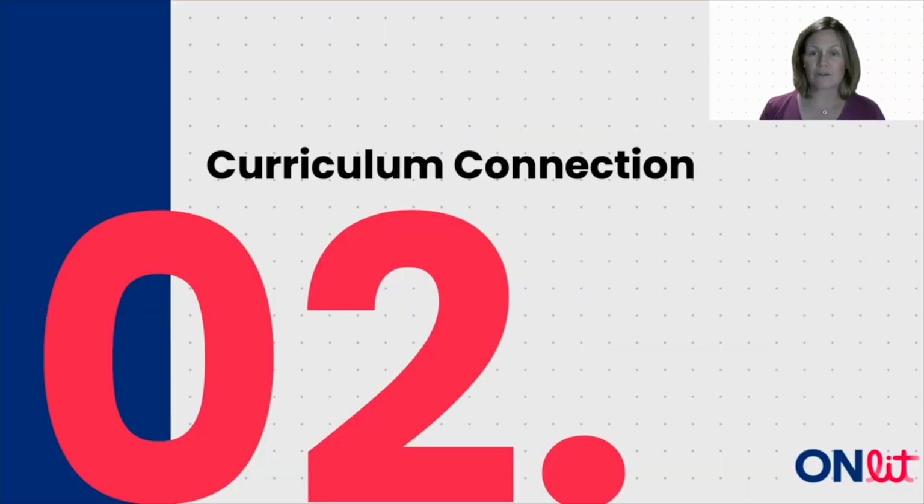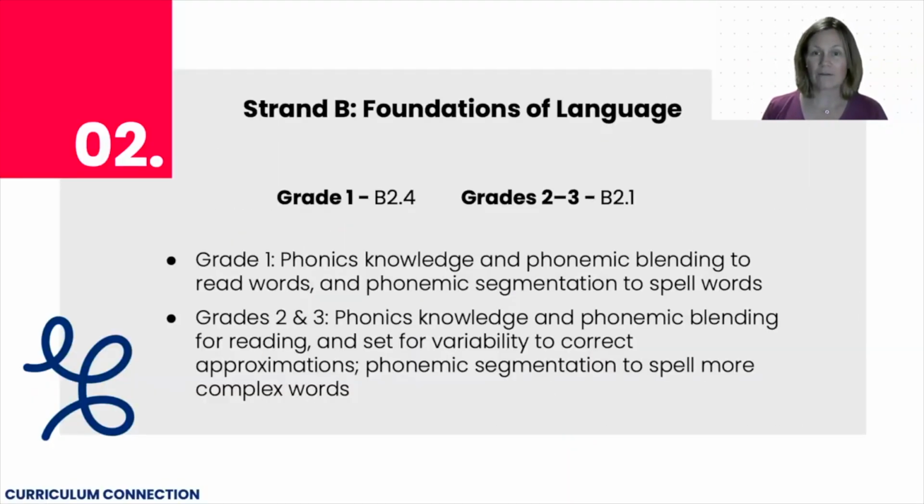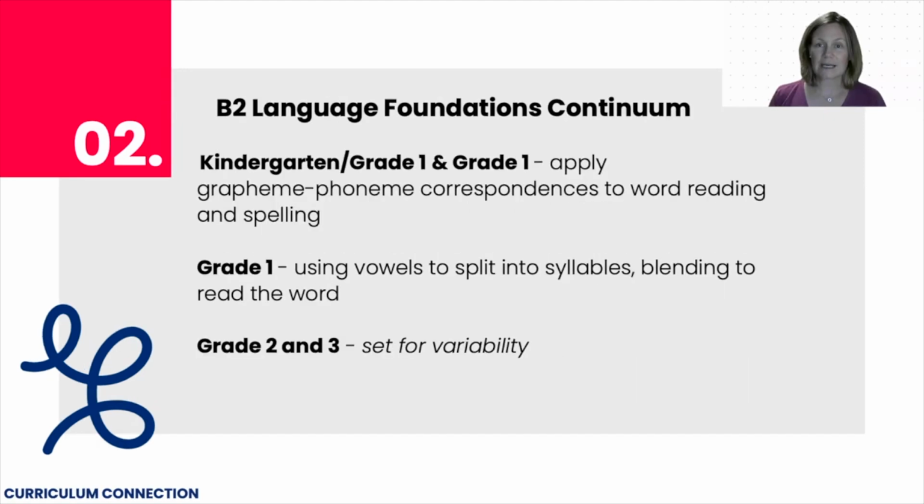Now we'll focus on where phonics for reading and spelling is found in the language curriculum. Phonics for reading and spelling can be found in Strand B, Foundations of Language. In grade 1, students use phonics knowledge and phonemic blending to read words, and phonemic segmentation to spell phonetically regular words in isolation and in texts. In grades 2 and 3, students continue to use phonics knowledge and phonemic blending to read words and use set for variability to correct approximations. They continue to use phonemic segmentation to spell more complex words, both in isolation and various text contexts. The Language Foundations Continuum elaborates on the specific expectations.